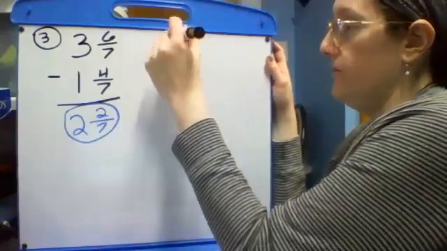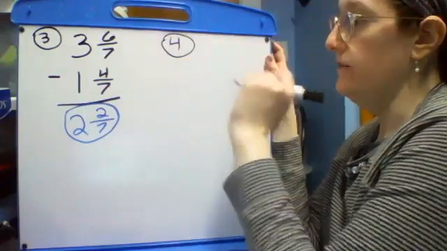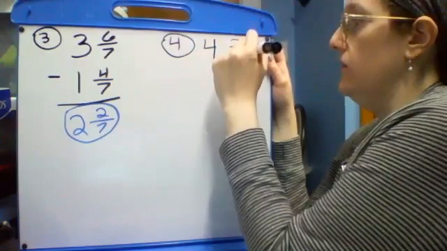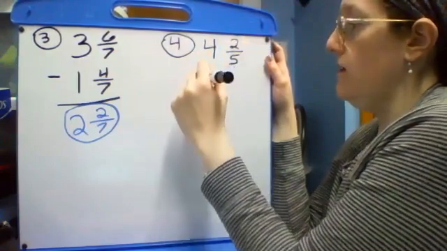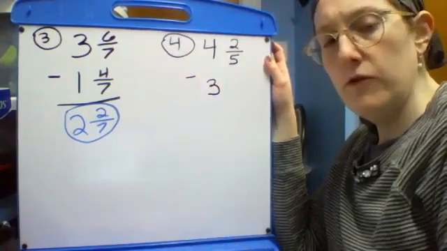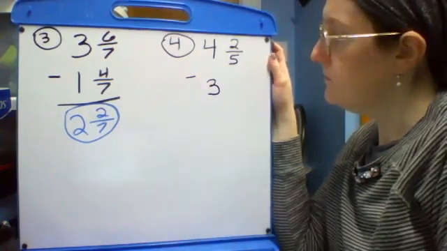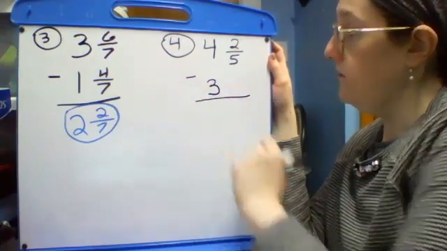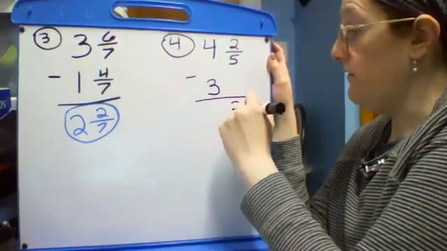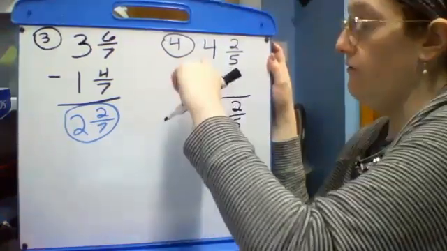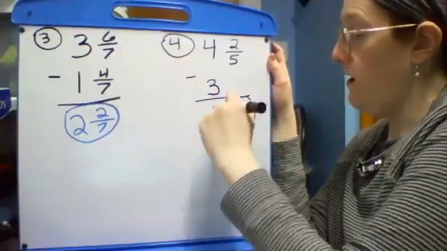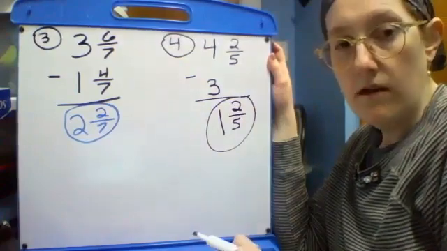I want to try something else with you, just to see what you would think. Number 4. If I have 4 and 2/5 minus 3, what would you do here? So 2/5 take away nothing means I'll have 2/5. 4 take away 3, I have 1. 1 and 2/5. Just like that. Pretty simple.